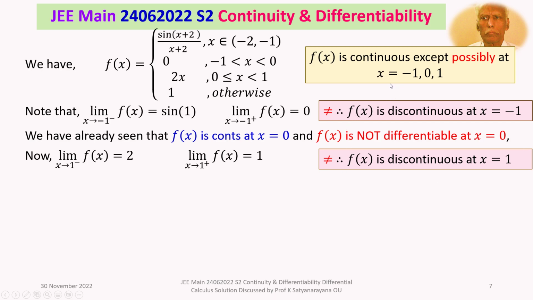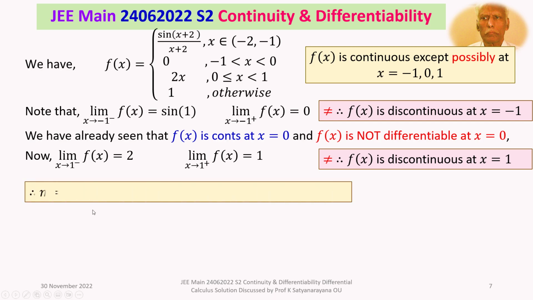So at these 3 points, possibly continuity is there or not. We have seen at x equals minus 1, it is discontinuous. At x equals 0, it is continuous. At x equals 1, it is again discontinuous. Now, it is given that m is the number of points where f(x) is not continuous, that is, where f is discontinuous, which is 2. Now we have to see the number of points where f is not differentiable. We will see that in the next slide.